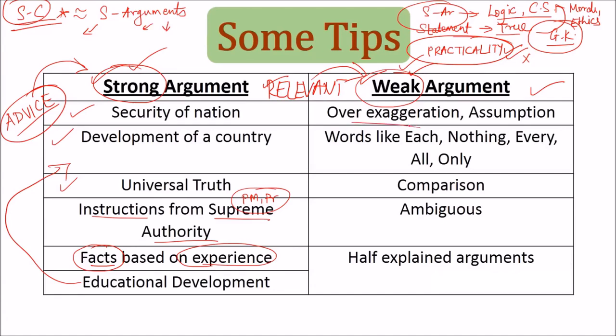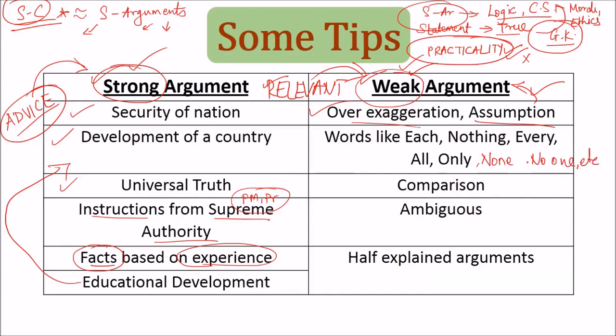Now, over exaggeration, like saying man should have wings and I should fly above the clouds, that is over exaggeration. That constitutes a weak argument. Assumption, assuming some things without any proof or concrete evidence, is also a weak argument. Now next, words like each, nothing, every, all, only, none, no one, etc.